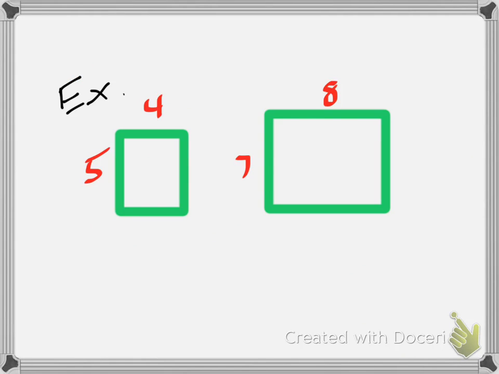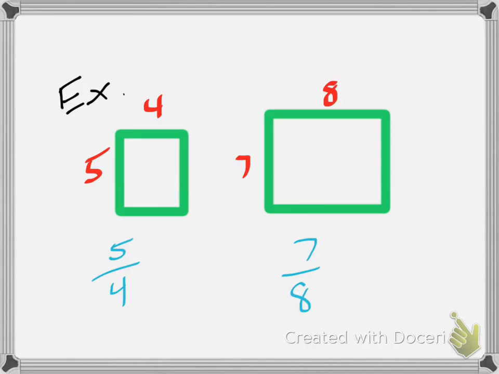Let's try another one. Here we have 5 over 4 and 7 over 8. Now they look like they're proportional because they're both adding 1 from here to here. Actually, this one's adding 1 from here to here. So on a test, more likely people are going to guess and say they are proportional. You don't need to do that. You need to actually work out the problem.